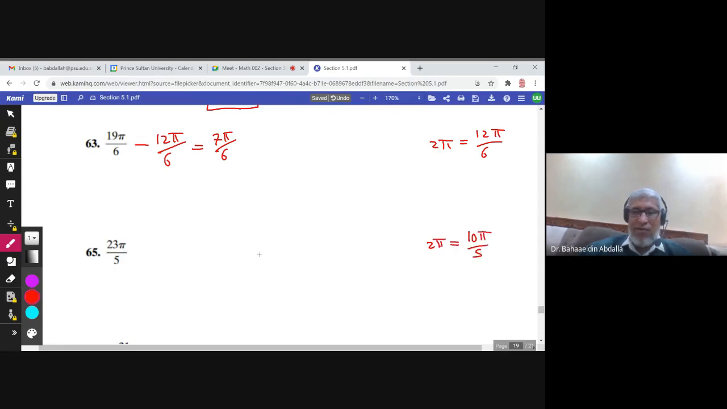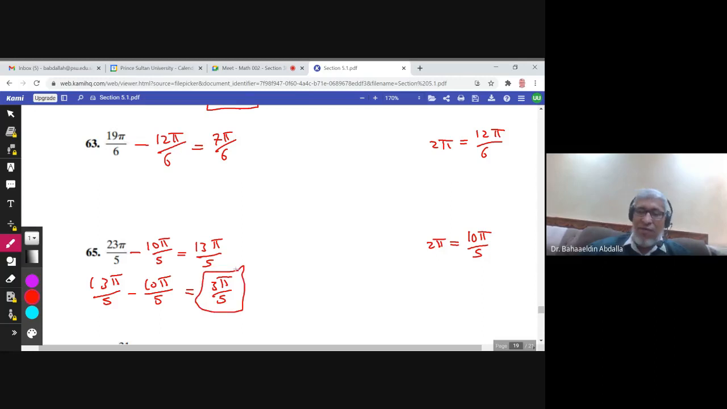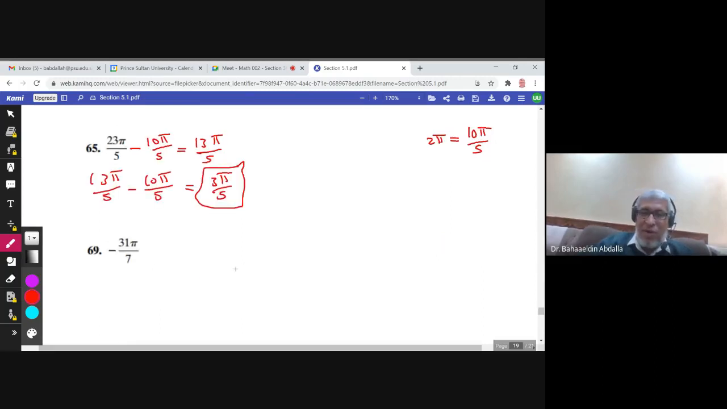pi over 5. So you subtract 10 pi over 5, but it will not work because 13 pi over 5 is greater than 10 pi over 5. So you need to subtract again another 10 pi over 5, and your answer would be 3 pi over 5 because it is less than 10 pi over 5.